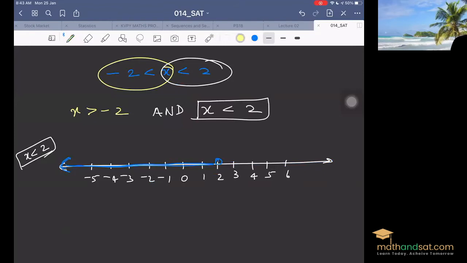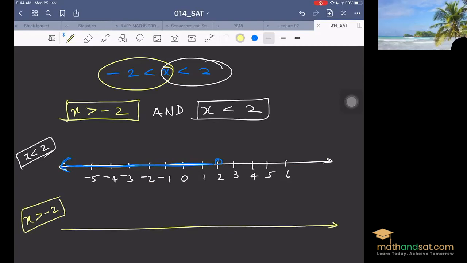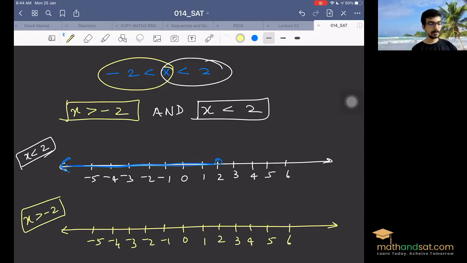And the second inequality will be x greater than minus 2. Minus 5, minus 4, minus 3, minus 2, minus 1, 0, 1, 2, 3, 4, 5, 6. So x greater than minus 2, how can you represent x greater than minus 2? Minus 2 is not included, and we are going to take all the numbers on the right side of minus 2.